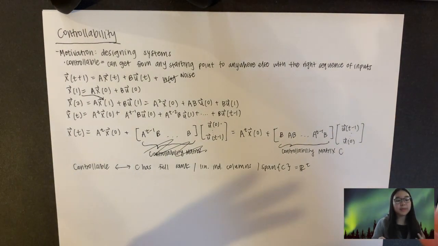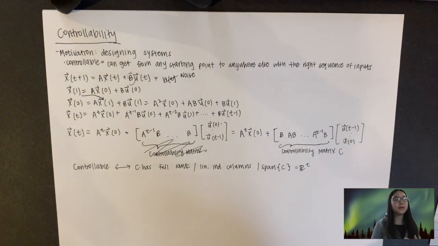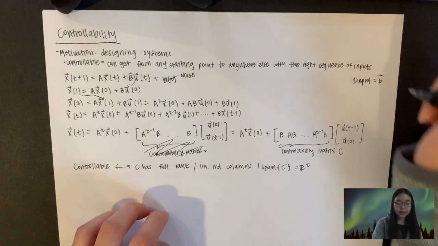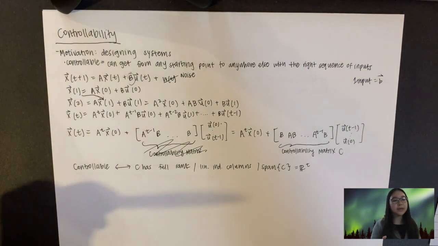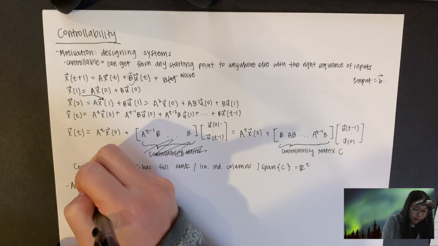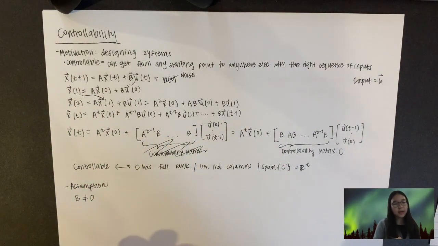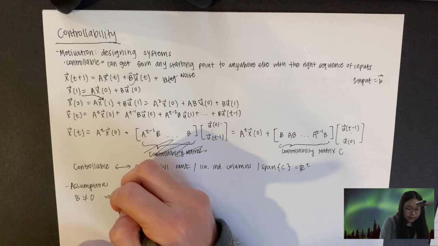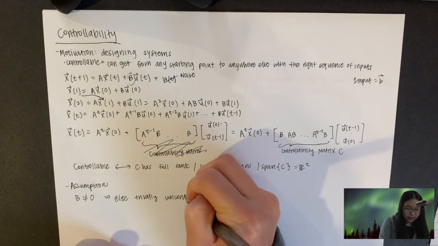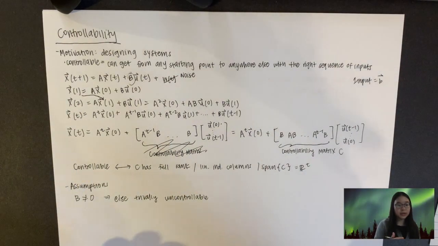Some assumptions and generalizations to keep in mind: here we have capital B representing a matrix, and that happens when you have multiple inputs. If you only have one input, instead you will just have the vector B. Something to keep in mind is that your B, whether it's a matrix or a vector, should not be equal to 0. So, assumptions: B should not be equal to 0, because otherwise it's trivially uncontrollable, because having the 0 vector will always make it uncontrollable and linearly dependent.